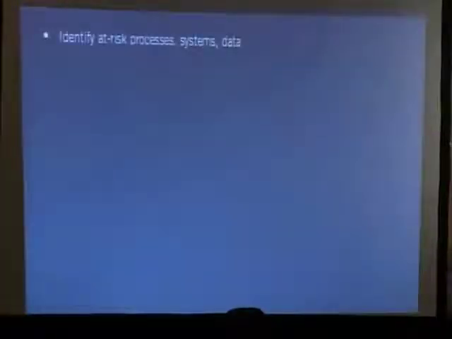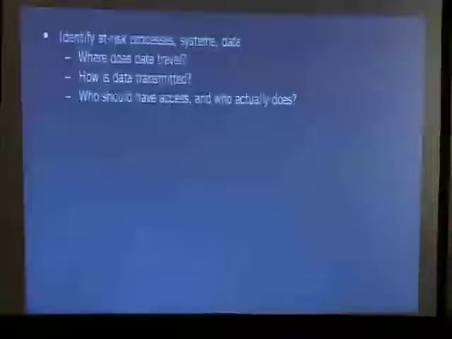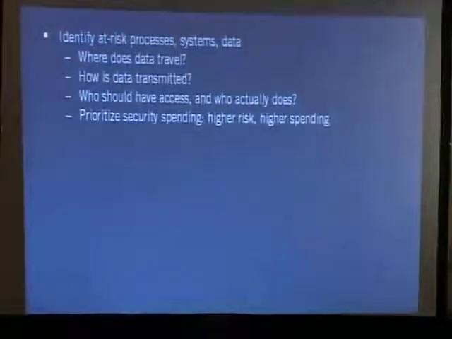So we look at some of the ways to maximize the benefits of IT using some of these security issues. And really the biggest thing is to identify some of those at-risk processes, what the systems are that are at risk, what the data looks like, where does it go, how is it transmitted from one place to the other, who should have access, and who really does have access to it. There's often a disconnect there, and that's the problem I see in a lot of companies. And again, prioritizing spending. Higher risk should equal higher spending, and that should be a priority for an organization. On a cultural level, they should really embrace security as a whole, not just try to sort of patch it on.